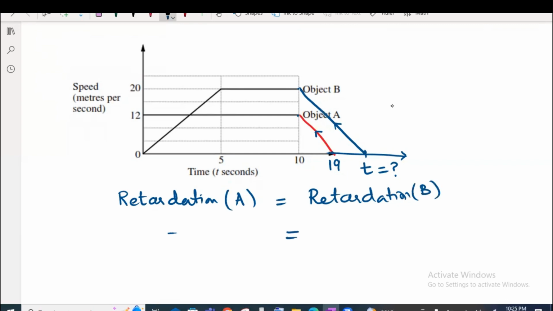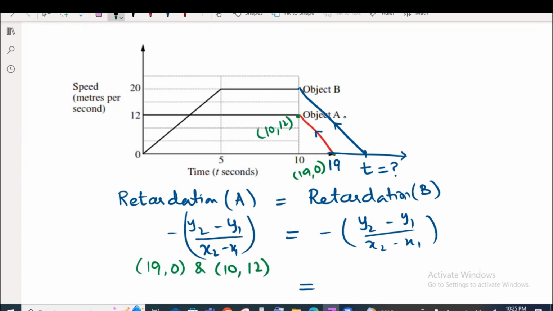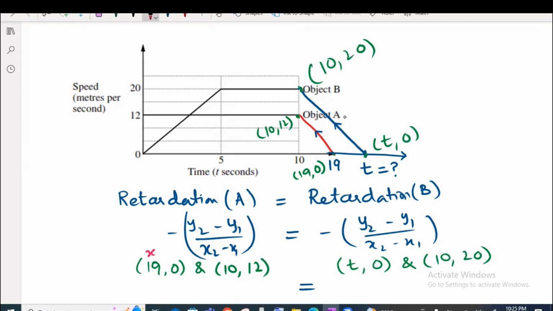So recall the formula of retardation, which is the acceleration formula in negative form: minus (y2 minus y1) over (x2 minus x1). For object A, the points are (19, 0) and (10, 12). For object B, the points are (t, 0) and (10, 20). Now put these values in, with x1, y1, x2, y2.